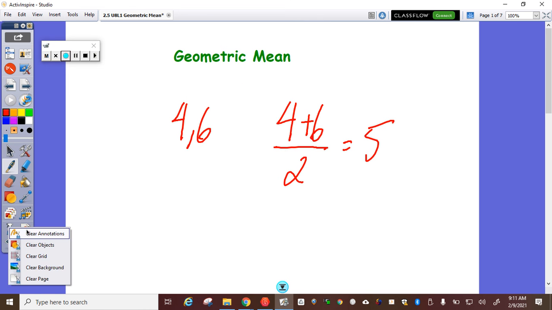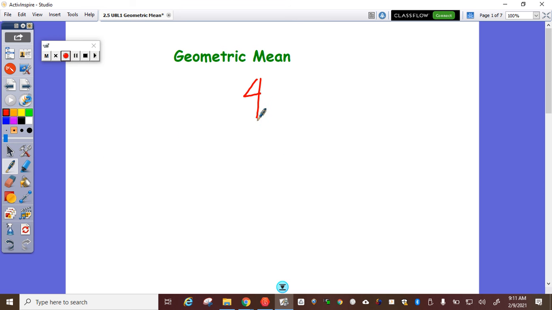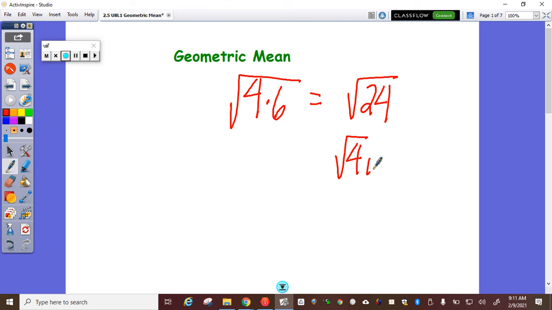When we do geometric mean, we're going to multiply them together and then take the square root of it. So the geometric mean of 4 and 6 is the square root of 24. And when we reduce this using perfect squares, we get 2 square root of 6. Okay? So when I say the geometric mean of two numbers, I am multiplying those two numbers together, and then I'm simplifying it. We're taking the square root.